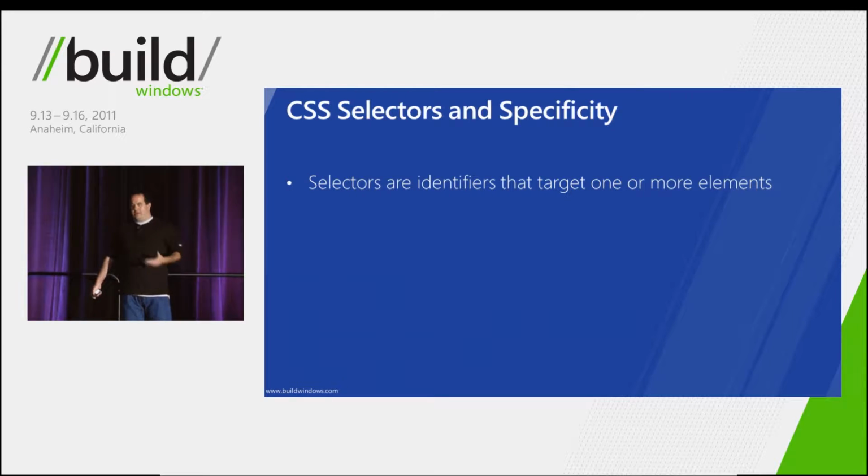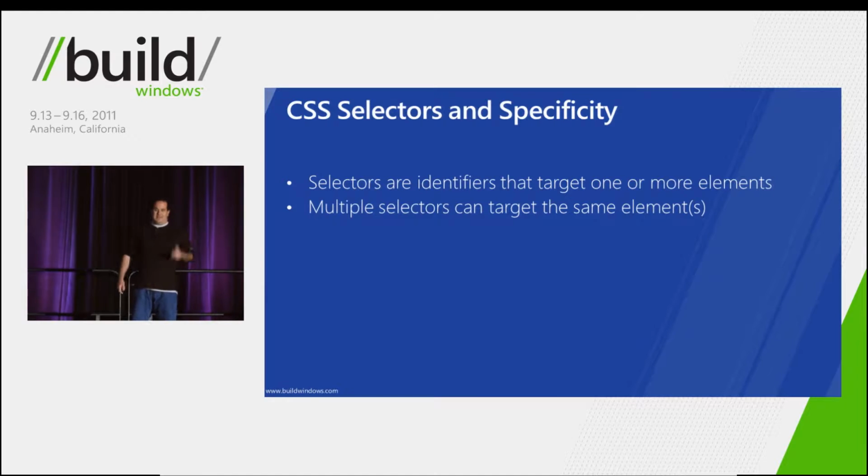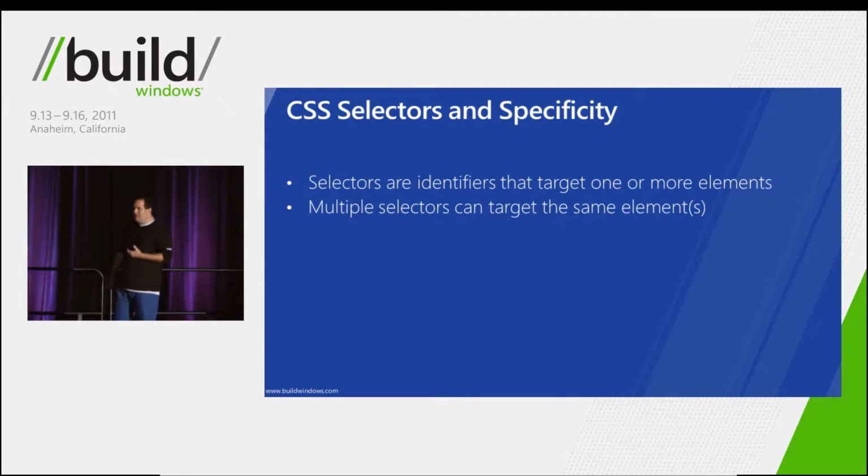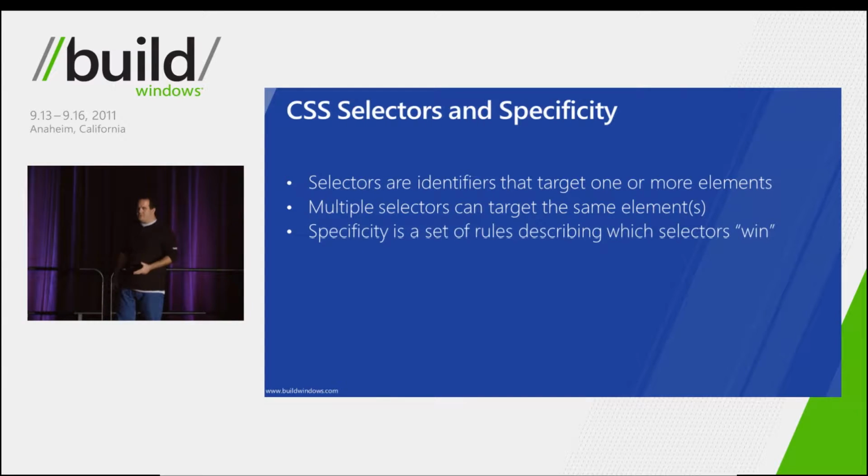red. And if I follow that logic, that means that I can have multiple selectors targeting the same elements. I can have a single button that's being told by multiple selectors, you're red, you're blue. So I have to figure out, is my button red, is it blue, is it purple? And the way this gets resolved in CSS is through specificity. Specificity is basically a set of rules that define which selectors win when I'm combining multiple selectors that all point to one or more elements.